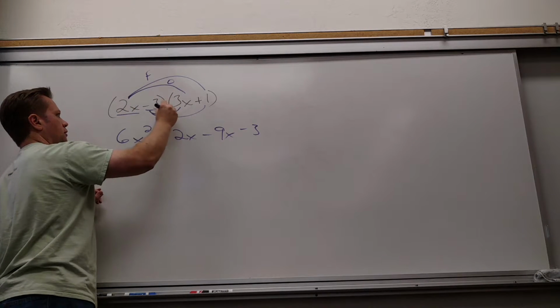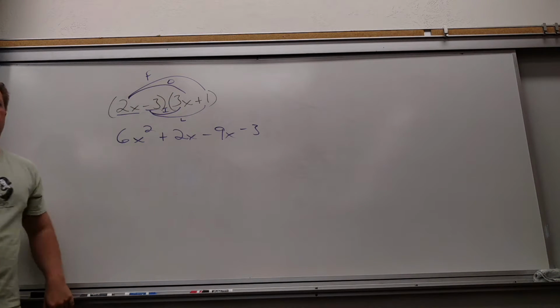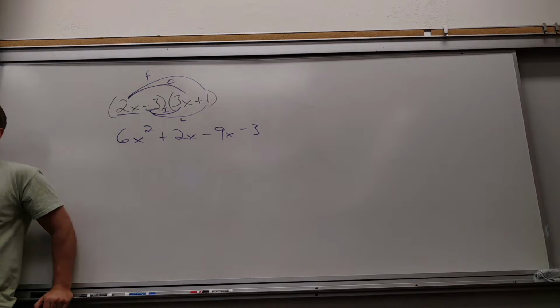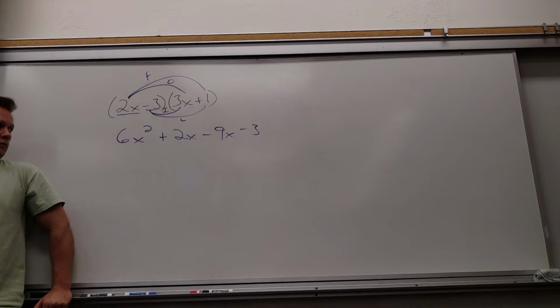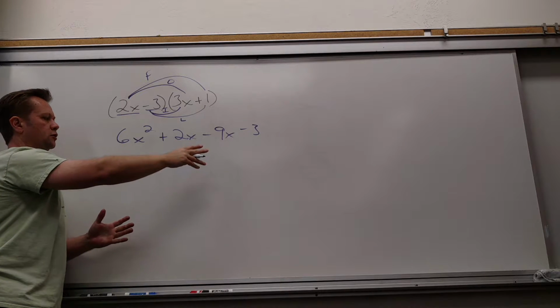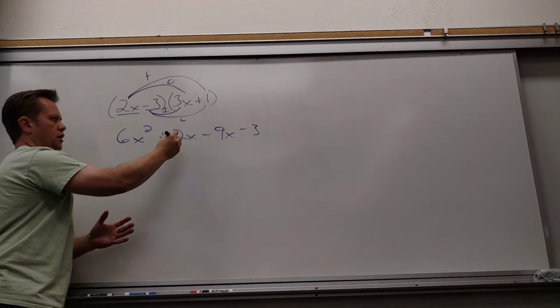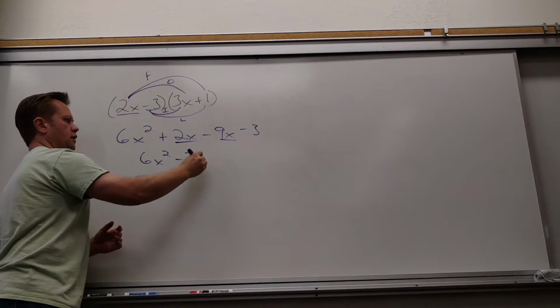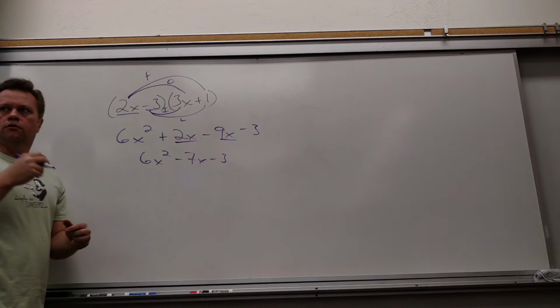And that is first, outer, inner, last. Do they even have to think of it that way? No, it's better not to. It's just distribution. Again, I'm not taking your FOIL away. You can use the FOIL. And then what's the last thing I could do here? Yeah, what are my like terms? Yeah, these guys. 6x squared minus 7x minus 3.